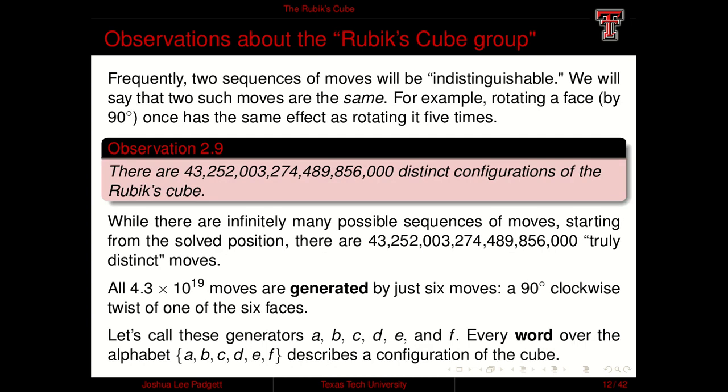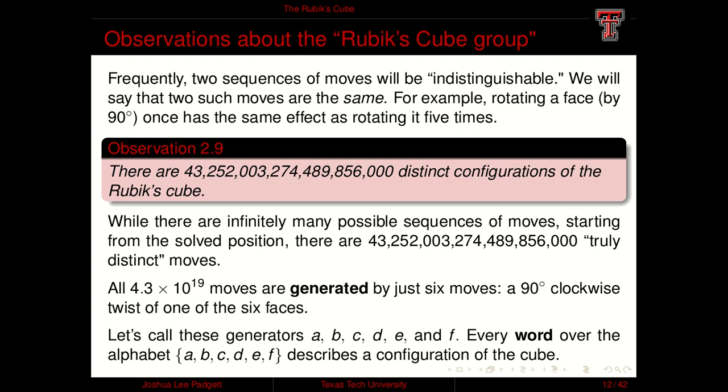Now, with the Rubik's Cube, let's help to clarify things further. First of all, with the Rubik's Cube, let's say there are generators. And what do I mean by generators? You can construct any configuration of the cube by simply rotating each face 90 degrees clockwise over and over and over again in different orders.